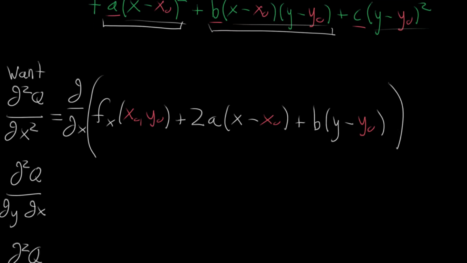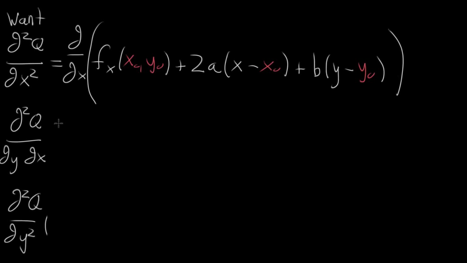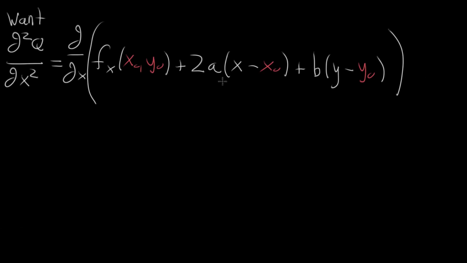And now we do it again. Now we take the partial derivative with respect to x, and maybe I should actually clear up even more of this guy. And now when we take the partial derivative of this expression with respect to x, f sub x of x naught y naught, that's just a constant, so that goes to 0. 2 times a times x, we take the derivative with respect to x, and we're just going to get 2 times a. And this last term doesn't have any x's in it, so that also goes to 0. So conveniently, when we take the second partial derivative of q with respect to x, we just get a constant. It's this constant 2a.